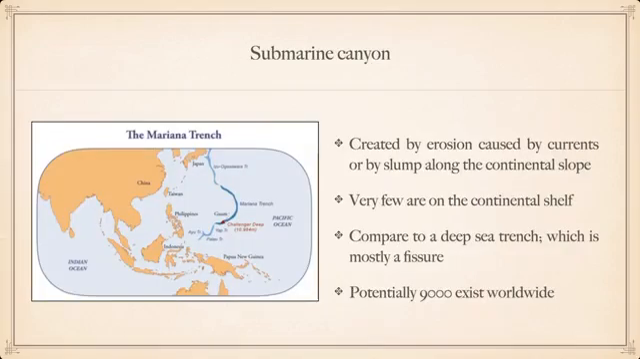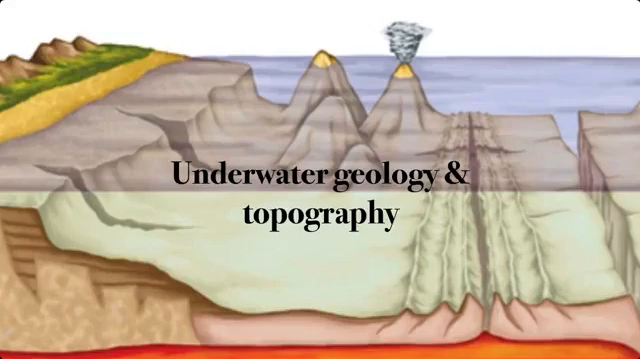So a submarine canyon is created by erosion caused by currents or by slump along the continental slope. Very, very few are on the continental shelf. Now you can compare this to a deep sea trench, which is mostly a fissure, and potentially 9,000 of these exist worldwide. Now, just a little look into some of the underwater features of our ocean and its basins.